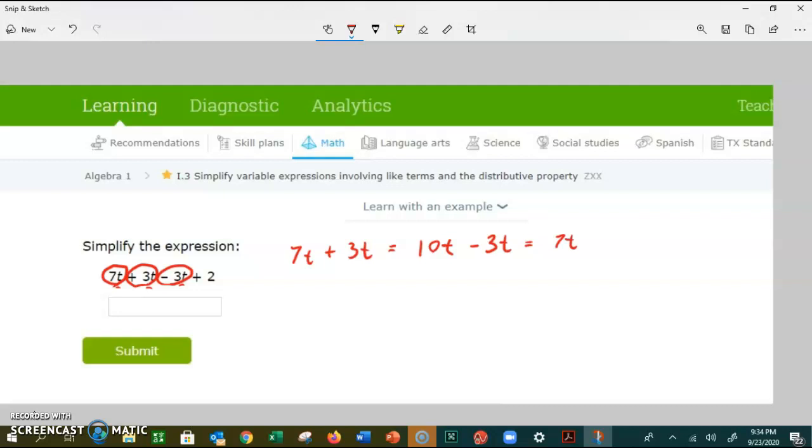And then the constant here, positive 2, doesn't change. So our final answer: 7t plus 2. Okay, final answer.